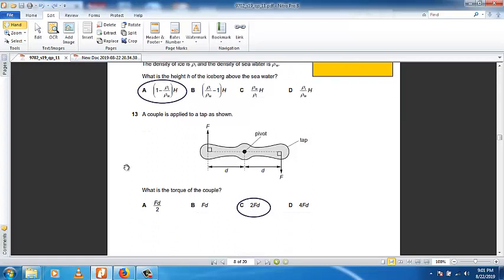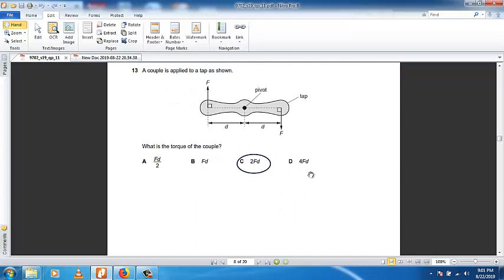Question number 13 says a couple is applied to a tap, and it shows a typical couple diagram. What is the torque of the couple? So we have to just know that force, distance between the forces, it's 2D, so it's 2FBC. This is quite an easy question, like giveaway questions.